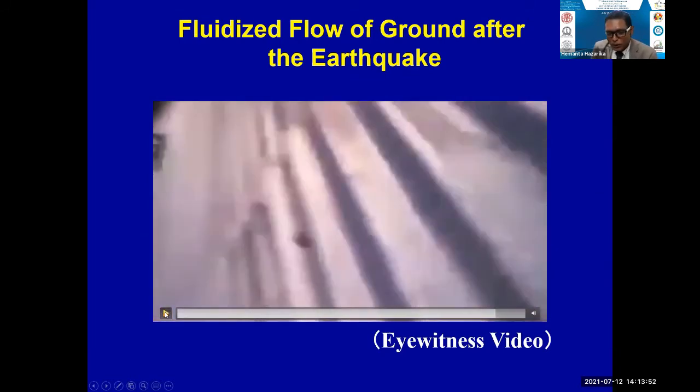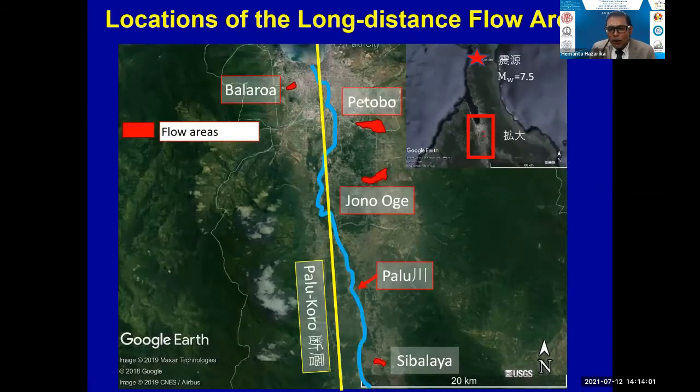This is actually what happened after the earthquake. This is not during the earthquake. Okay, so this kind of flow took place in 4 different areas in the Palu city.